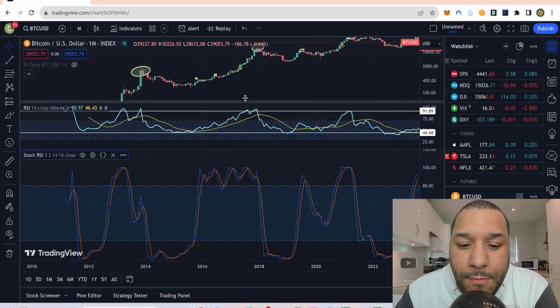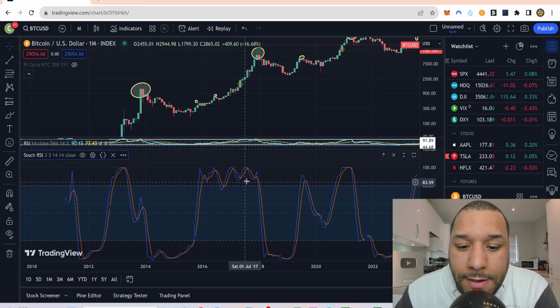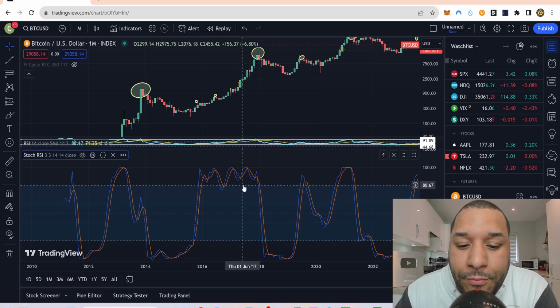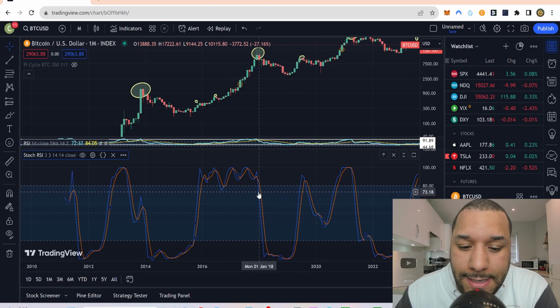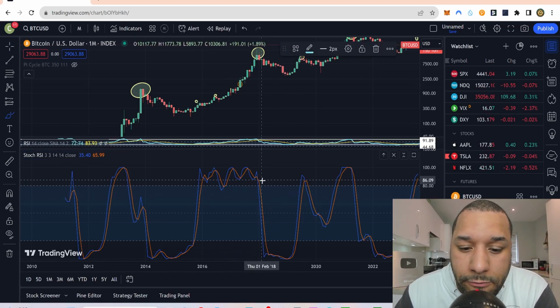You've confirmed it with the RSI here because of the tip, right? And then you come down here and look at the stochastic RSI. You want to see if this blue line and red line cross, and you want to see if it comes down and breaks this dotted line, entering back into this zone. This is going to be your calling card right here.